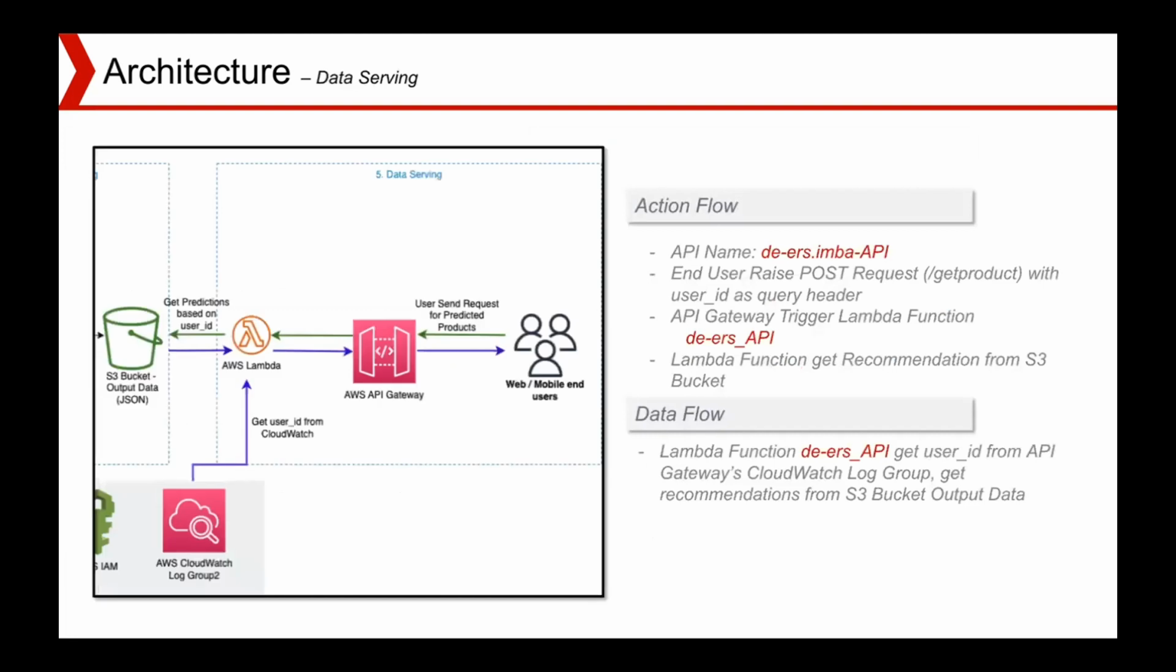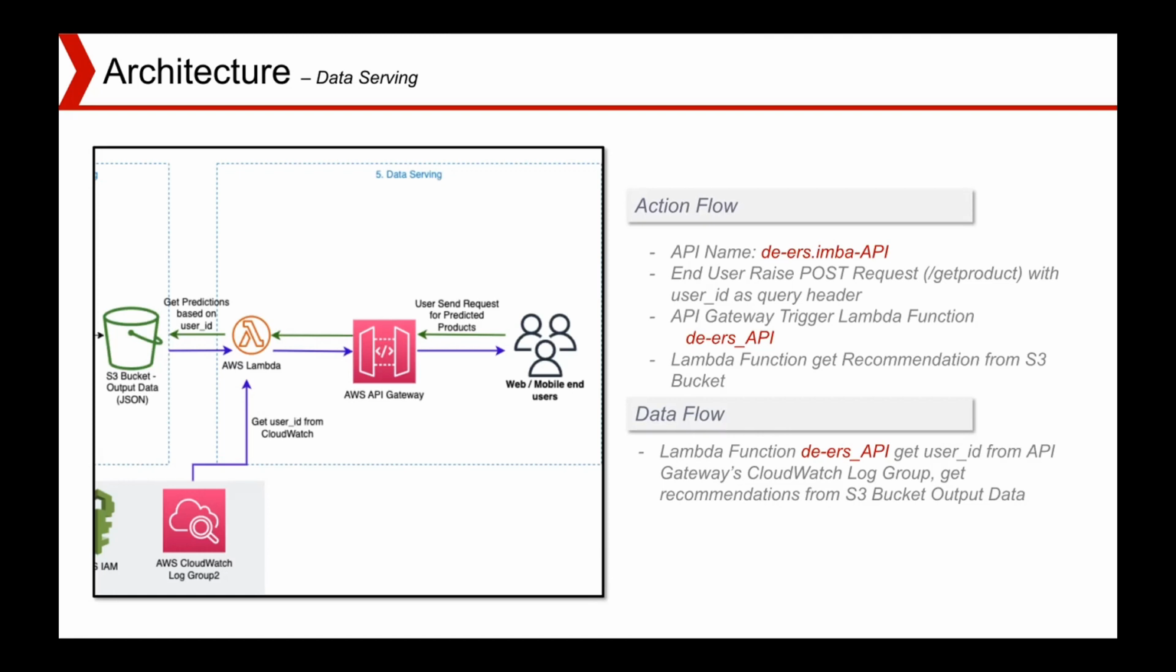Okay, thanks, Song Yan. So now the JSON file is stored in the S3 bucket, and the data contains key value pairs, where user ID is the key and a list of 3 product IDs is the value. Now, end users may have different ways to trigger the recommendation process. For example, when a user logs in to the app, our POST API called get product will be called, where the query header is the user ID.